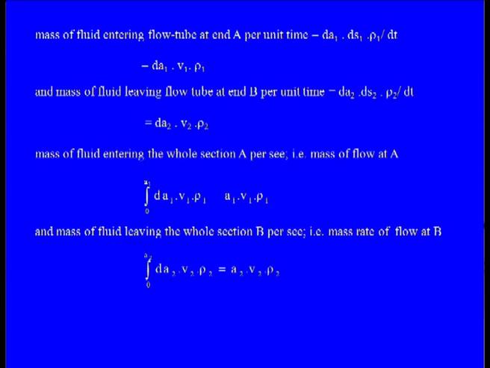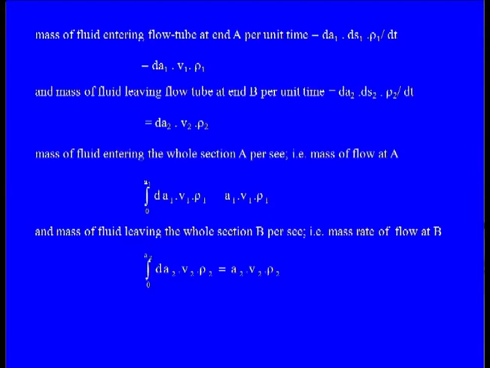In that case, the mass of the fluid entering flow tube at end A per unit time is dA1, which is the infinitesimal area, times dS1, the distance traversed in infinitesimal time dt, into rho 1 divided by dt, because dA1 dS1 will give you the volume, multiplied by density will give you the mass, which is in dt time. So that is the mass of fluid entering flow tube at the end per unit time, which is nothing but dA1. If dS1 by dt, you can write V1. So, dA1 into V1 into rho 1.